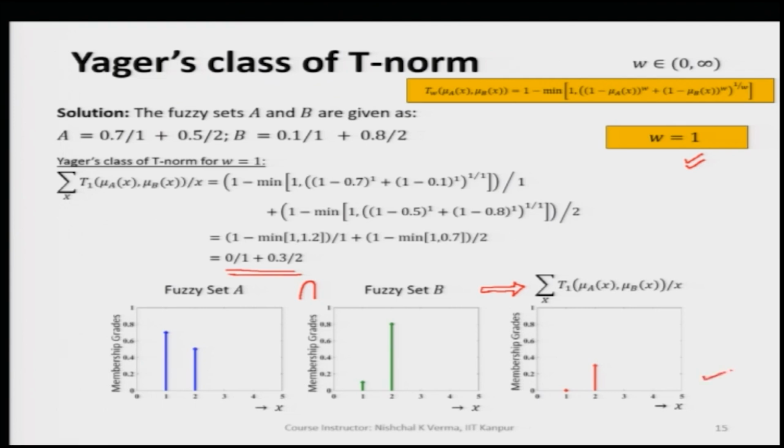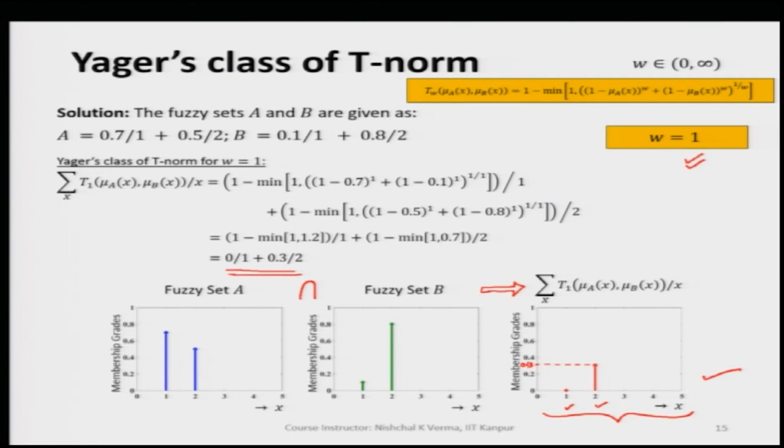So, the resultant fuzzy set is shown here, which you can see at x is equal to 1, we have 0 membership value, and at x is equal to 2 as the generic variable we have membership value 0.3. So, you can see here we have 0.3. This way we can find the intersection of any two fuzzy sets based on the Jaeger's class of T norm for W is equal to 1.